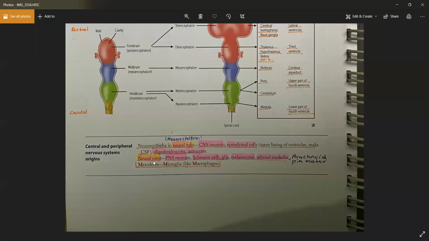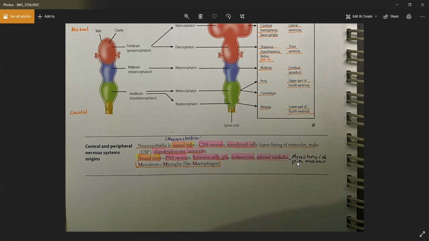What about the dura matter? Is it from the ectoderm or from the mesoderm? I'm not sure about that. Yeah, from mesoderm. So do remember this one.